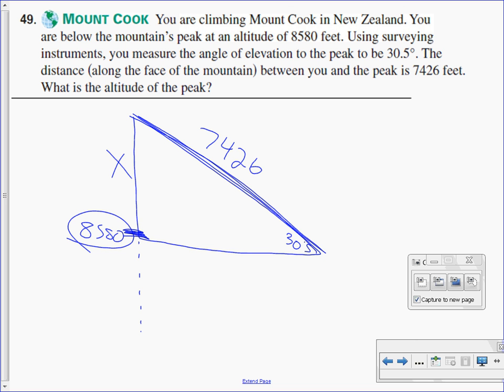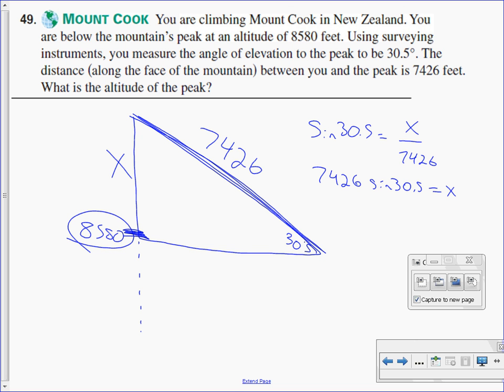The only thing that's different between this and what you would have done last year is that you didn't have to add the 8580. All right? So what trig function am I going to use to find my opposite given a hypotenuse? Sine. Very good. So I use the sine. I know that the sine of 30.5 is something over 7426. So 7426 sine of 30.5 is x. Then you add that to the 8580. Make sure you're in degree mode because this problem gave you your angle of elevation in degrees. Okay.